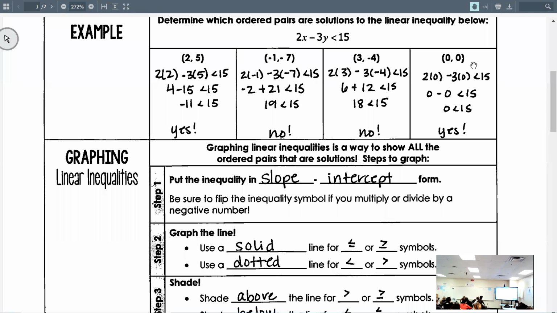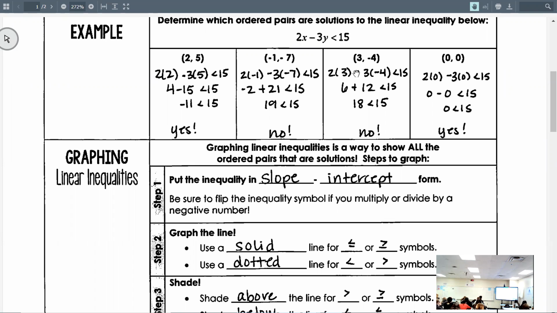So 3, negative 4, when you plug it in, 2 times 3 is 6, negative 3 times negative 4 is a positive 12. So 6 plus 12 is 18. 18 is not less than 15. Okay. And then 0, 0, when you plugged it in, is it a solution? Yes. That one was a little easier because 2 times 0 is 0, 3 times 0 is 0, 0 is less than 15. So yes, it does work out. Questions about that process? Make sense?